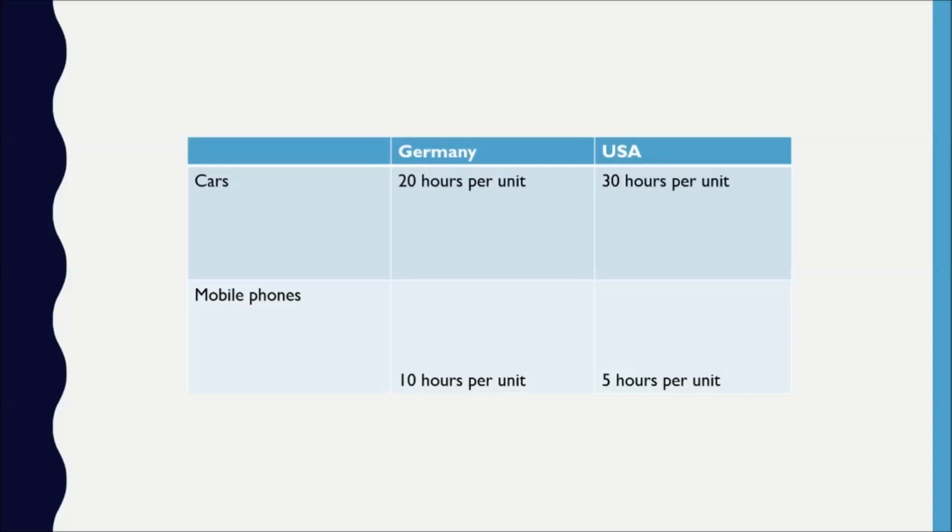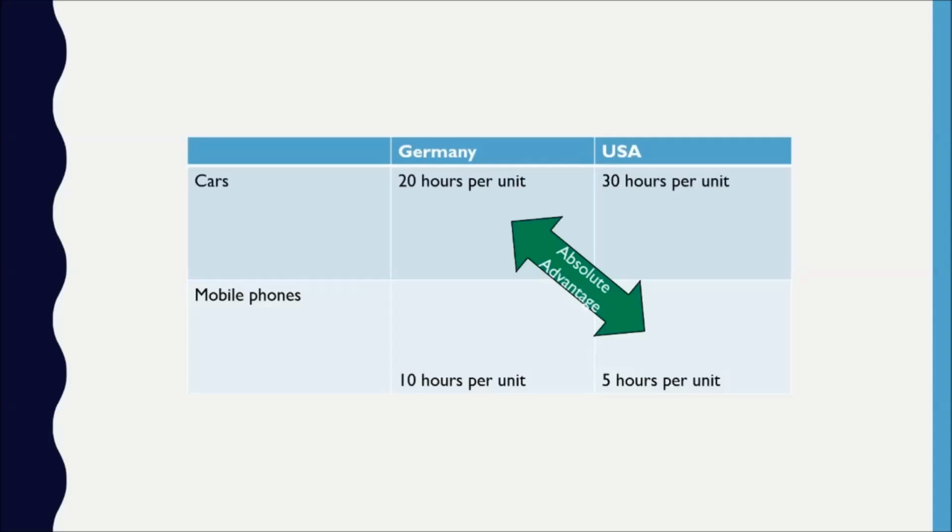So we can see that Germany is able to produce the same amount of cars in a shorter time, and the USA needs, in comparison to Germany, less time to produce a unit of phones. In conclusion, we can say that both countries have the absolute advantage on a specific good. Absolute advantage is the ability of a country, individual, company, or region to produce a good or a service at a lower cost per unit than the cost at which any other entity produces that same good or service.